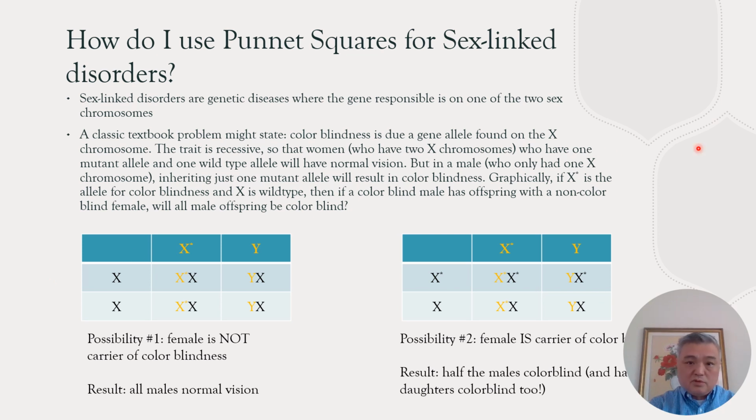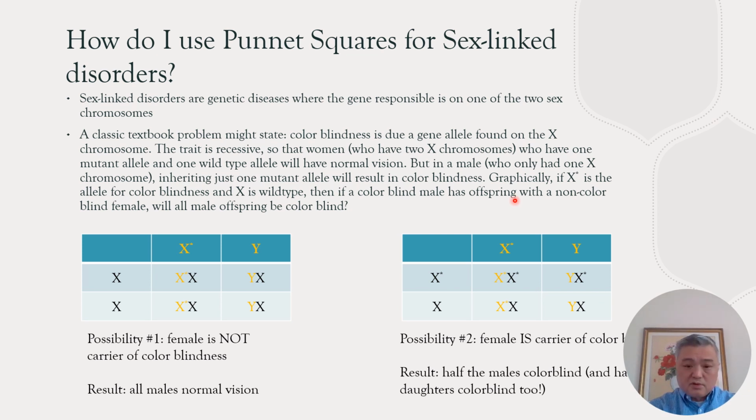Let me go into another example that seems to be a favorite for test makers, and this is where questions about sex-linked disorders come into play. Sex-linked disorders are genetic diseases where the gene responsible is actually located on one of the two sex chromosomes. A classic textbook example would be a question about color blindness in humans. This is due to a gene found on the X chromosome.